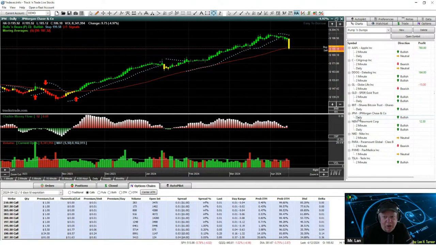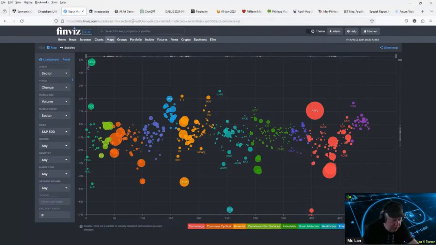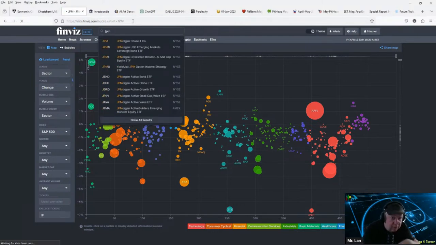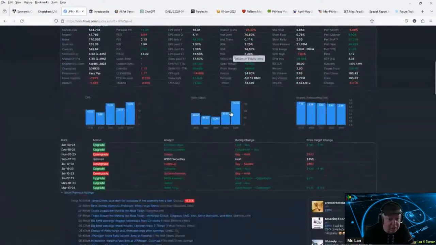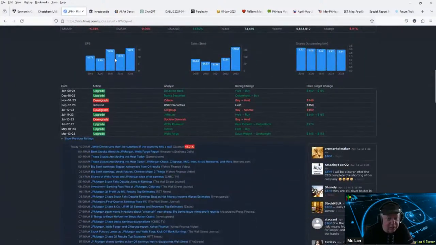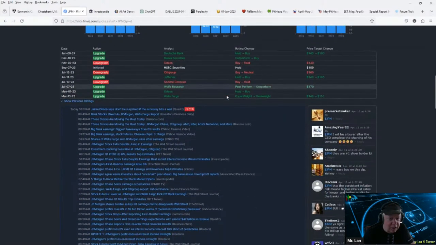If you want to know what's going on news-wise, and you're like, well, what in the heck happened? You can go over to FinViz, and they'll tell you. You can go JPM here. It'll pull up the chart, and then you can come down here, and you can see all the statistics on it. You can see all the daily stuff. You can see all the earnings per share, the sales, shares outstanding. Look, they've been buying back their shares. Why did they do that? They're buying back their shares when they got, man, look at their sales. Holy smolies. And then you got all the news.